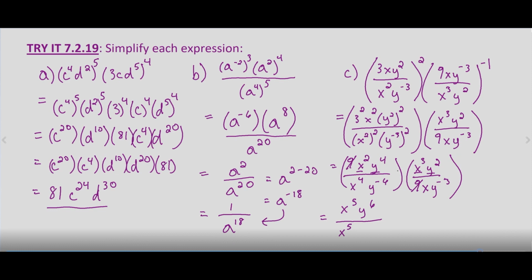Y to the negative 6 times y to the negative 3, that's negative 6 plus negative 3, so y to the negative 9th. Now if you'll notice, the x to the 5ths cancel. So this is going to end up being y. We'll go ahead and use the quotient property. Y to the 6 minus negative 9. And that's 6 plus a positive 9. So that equals y to the 15th.